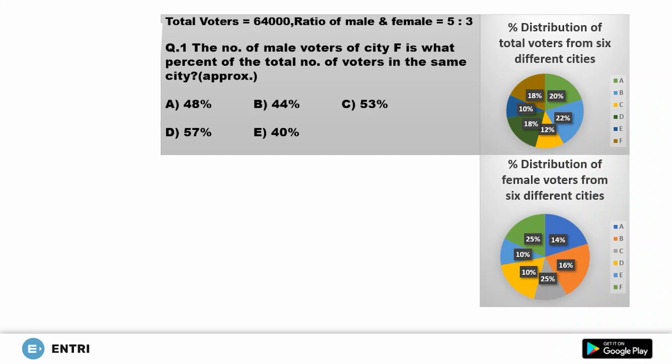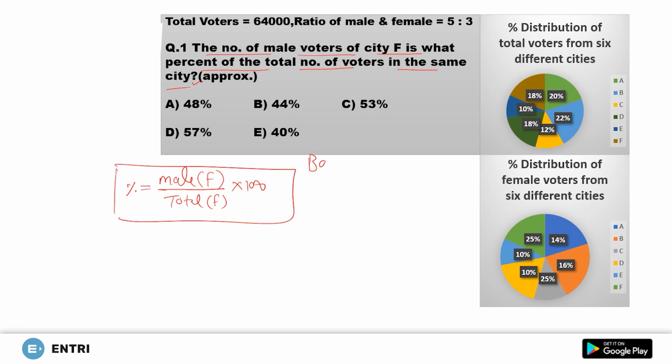In the first question: the number of male voters of city F is what percent of the total number of voters in the same city? So you need to find the percentage: male of F city divided by total of F, into 100. So actually this is your question. First of all, I'll tell you the basic method, then we'll go to the shortcut method.